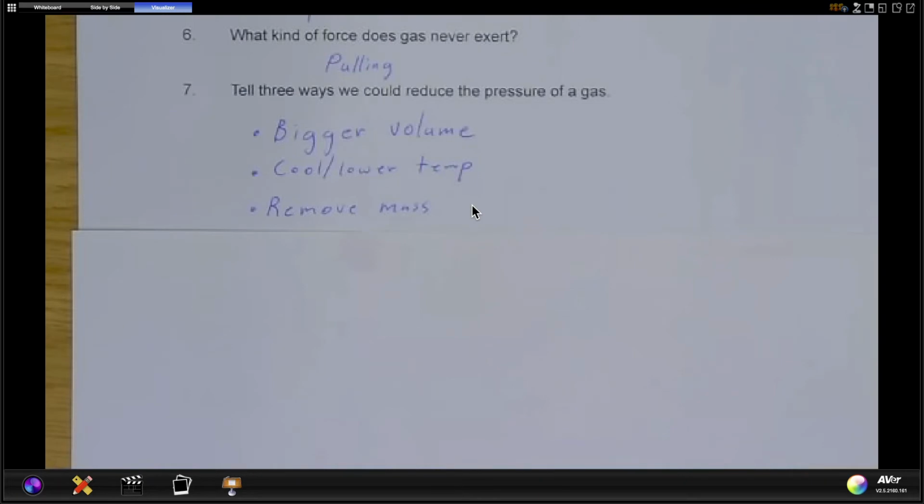They had higher pressure. When we removed those ping pong balls and shook the box, there was less noise because they hit less often, because there were fewer of them in there. And that also lowered the pressure. So 3 ways we can lower pressure: bigger volume, lower temp, or removing mass. And we saw this across the board in a number of things.